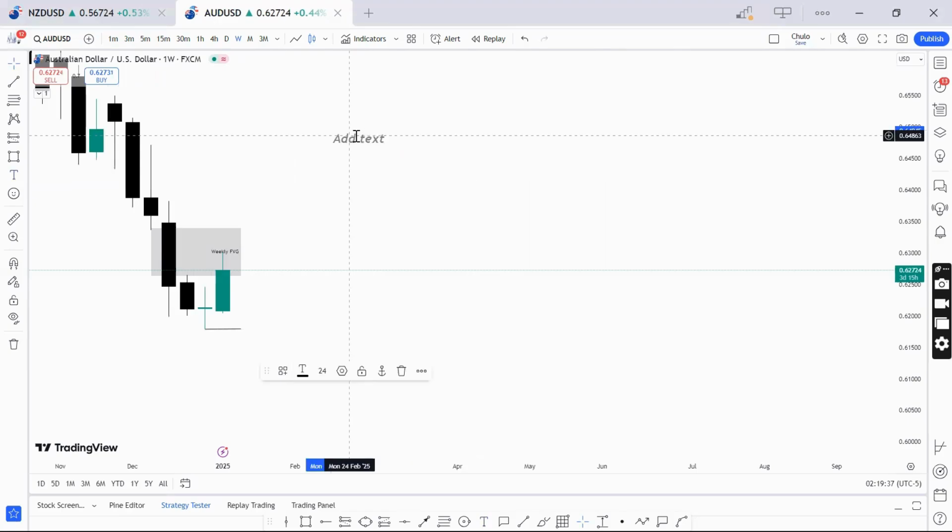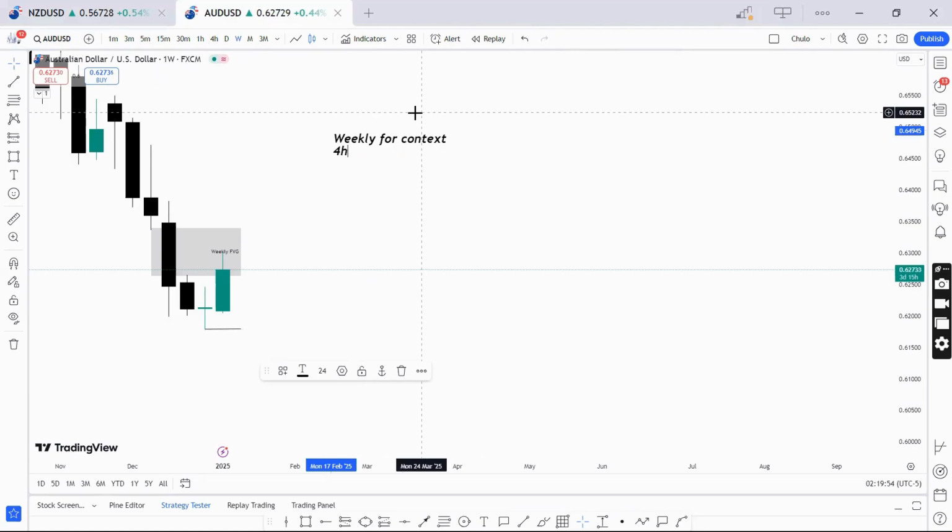If you're making use of the weekly time frame for your context, then the next time frame you should look out for is the 4-hour time frame. Now, what do you want to see in this 4-hour time frame? You want to see a reaction, which people call a channel. Then 15 minutes for entry.